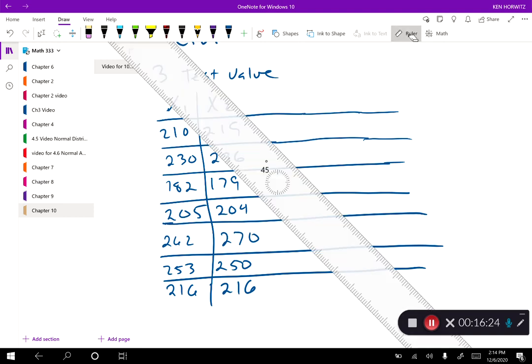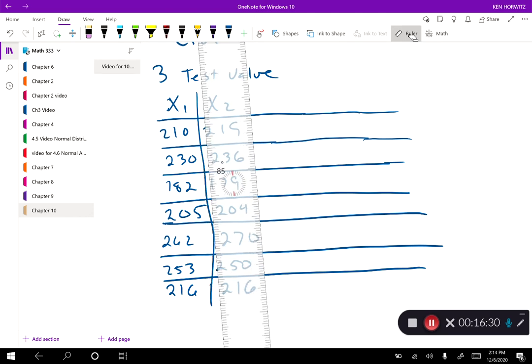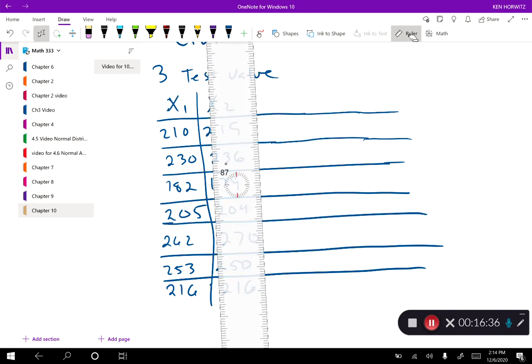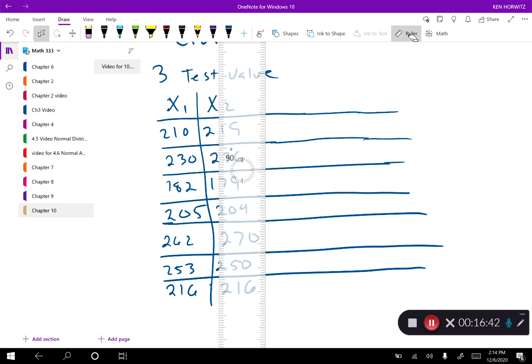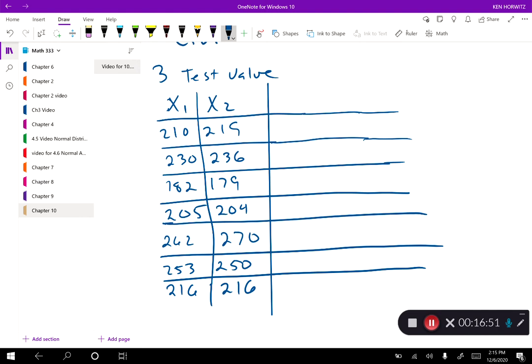That's a terrible line down. I'm actually going to use my ruler. There we go, that's better. Next thing I need is D, and D is x1 minus x2. So why don't you go through each column in your chart and do the differences.